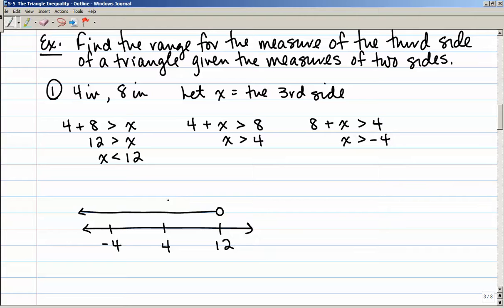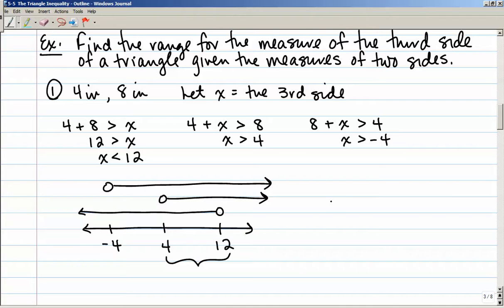X has to be greater than 4. Here's a graph of x is greater than 4. And x has to be greater than negative 4. There's a graph of x is greater than negative 4. Now I need the region where all three of those inequalities are true, and that would be right in between here. So all three of those inequalities are true when x is greater than 4 and less than 12.